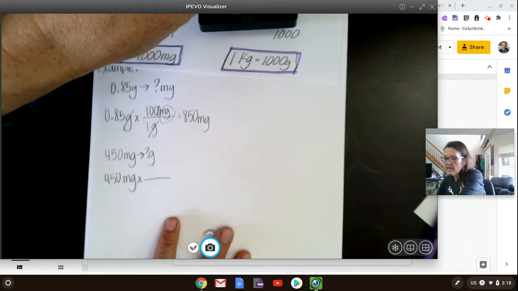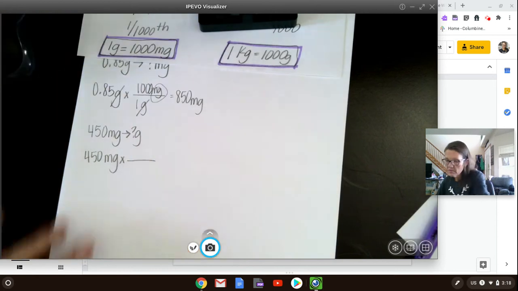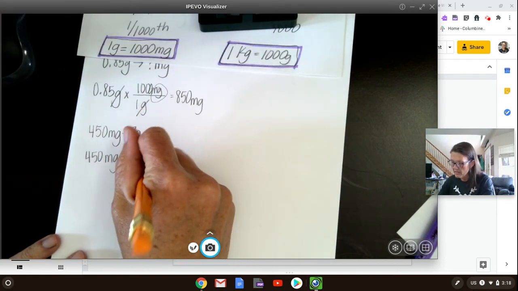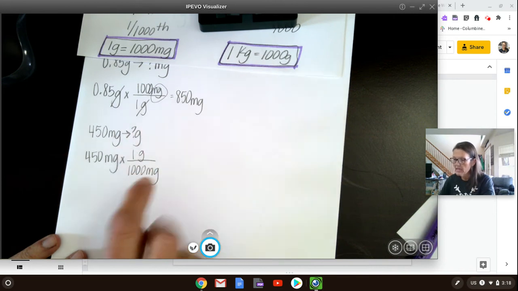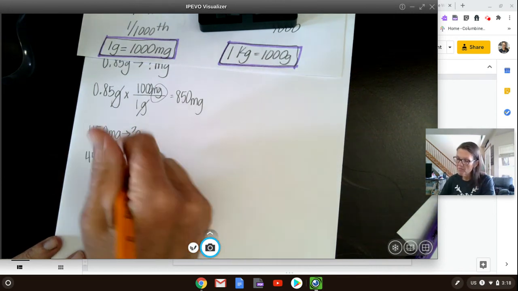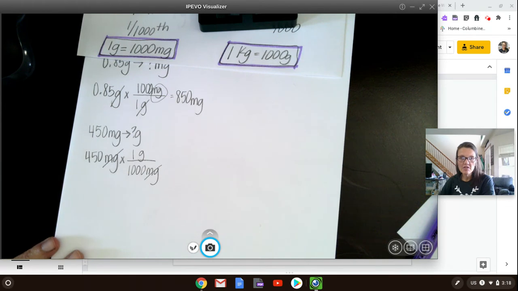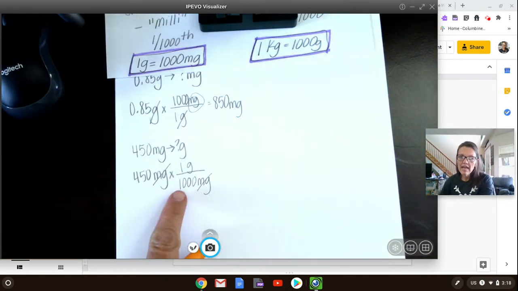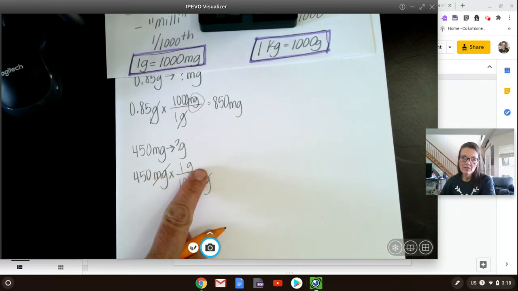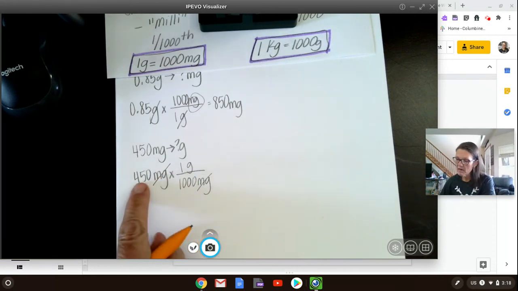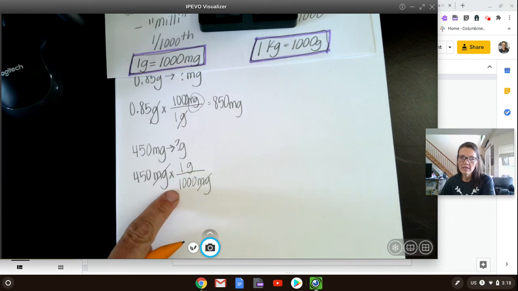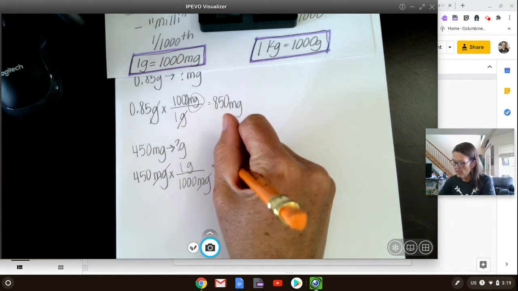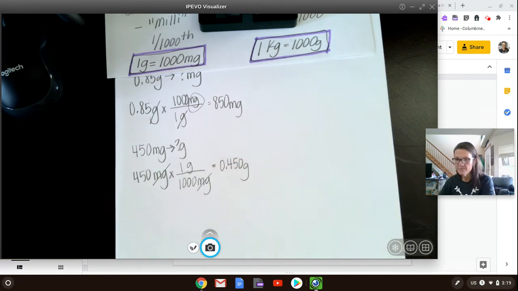And then I can plug that into my equation, where I put 1 gram over 1,000 milligrams. And if I put the 1,000 milligrams on the bottom, then those words cancel, and I just need to do the math. Now again, how do we handle a fraction? Well, we multiply by whatever's on the top and we divide by whatever's on the bottom. So 450 times 1 divided by 1,000. So that's equal to 0.45 grams.